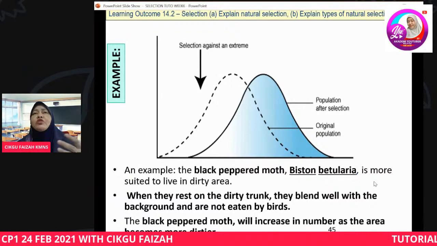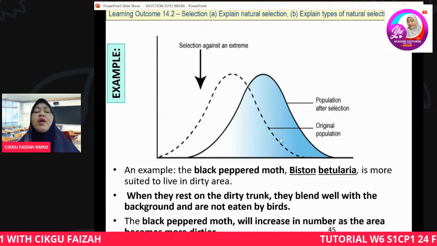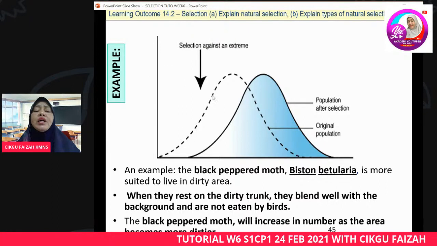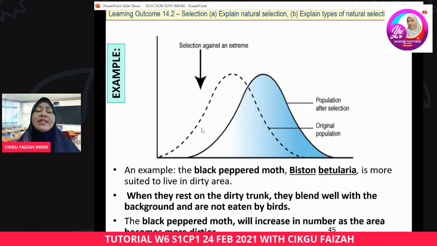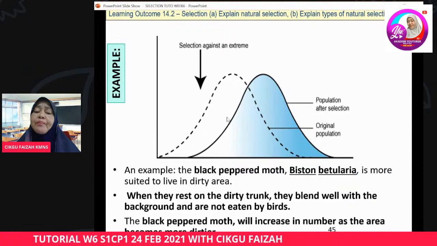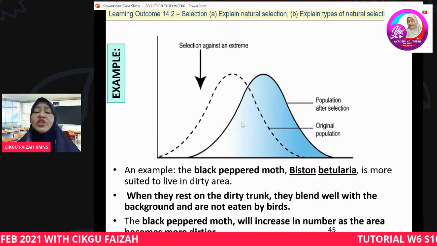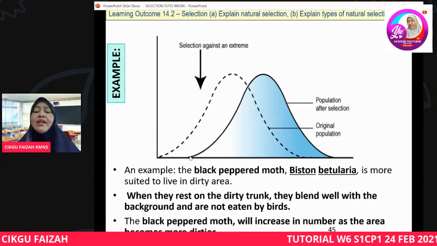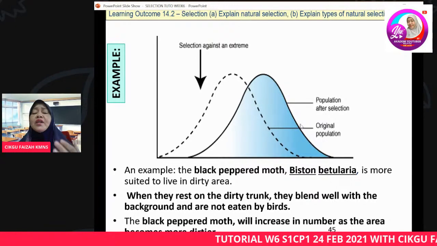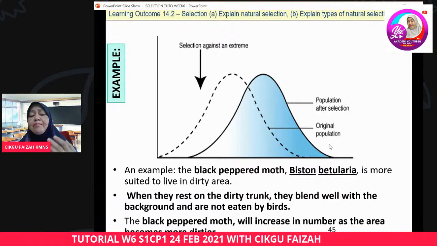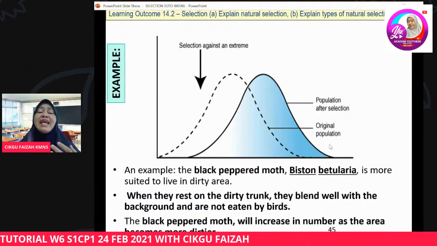So what happened to the white one, class? The population of the white one will decrease. So you can see, class, the pattern of natural selection: the curve will shift to the right, and it will favor the extreme black. Black peppered moth. So that is what is called directional, right?